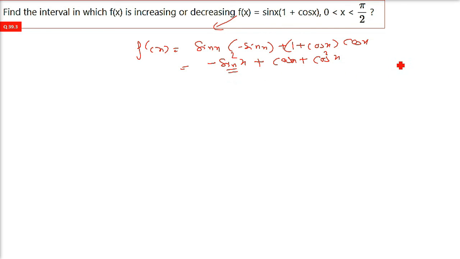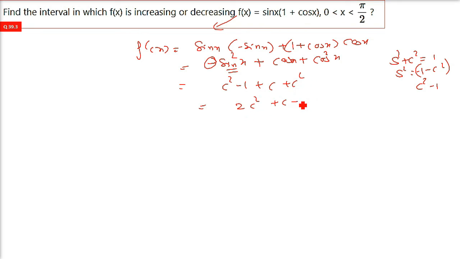Now this sin square x you can write, because sin square plus cos square is 1, so sin square will be 1 minus cos square. You have a negative here, so multiply with negative. It will be cos square minus 1. Now just write it here. Cos square minus 1 plus cos x plus cos square. So 2 cos square x plus cos x minus 1.